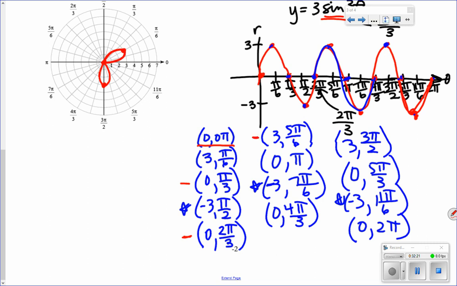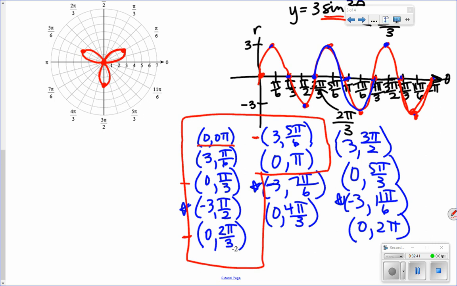I'm over here, 3, 5 pi over 6. So 3, 5 pi over 6. Continue my curve. 0, pi. Puts me back. Oh, okay. Well, here I am. I really only needed those points to stop.